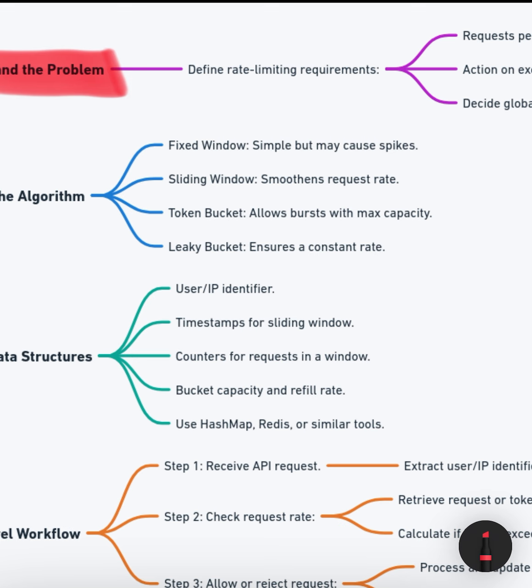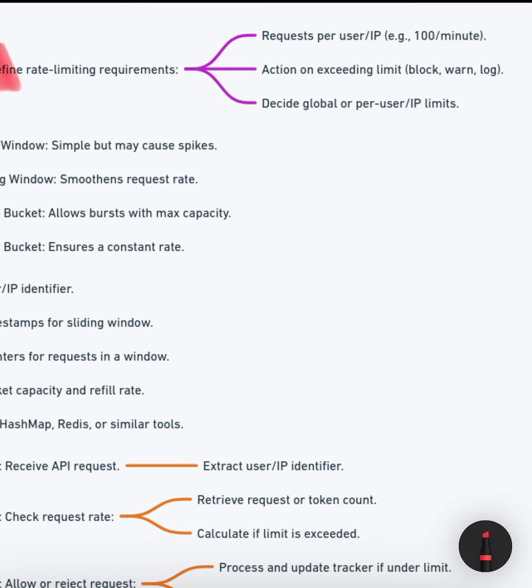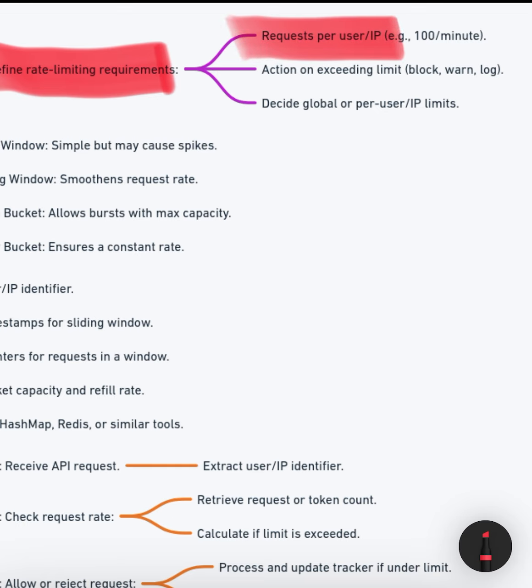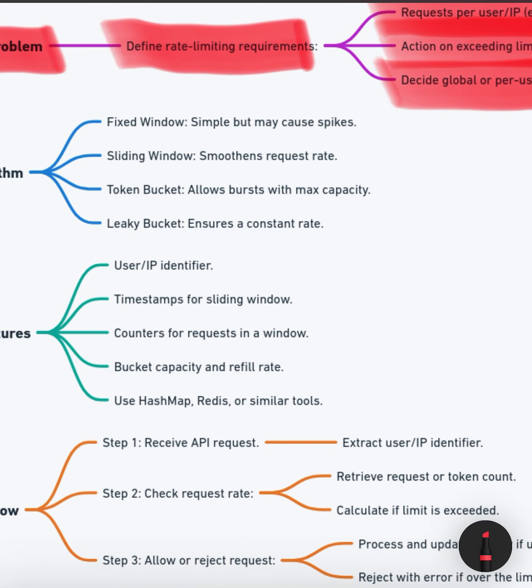2. Understanding the problem. Start by defining the requirements. How many requests are allowed? Example, 100 requests per minute. What happens when the limit is exceeded? Block requests, send warnings, or log events. Scope. Should the limit apply globally, per user, or per IP?